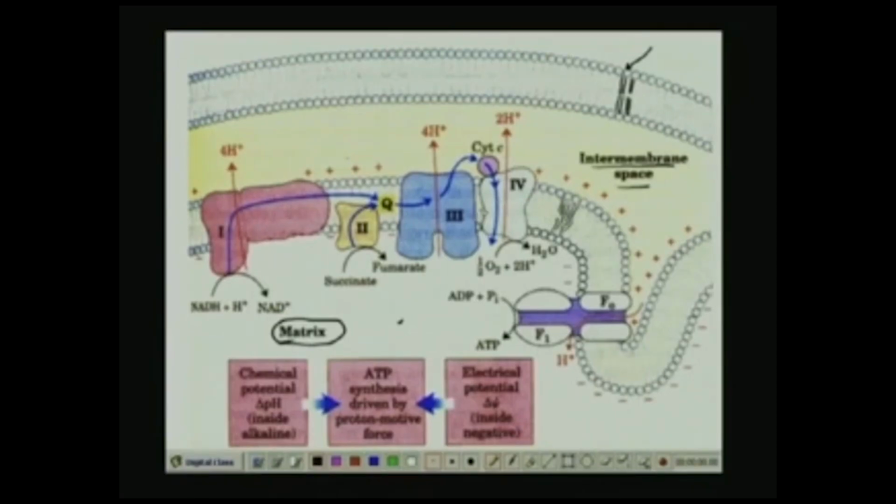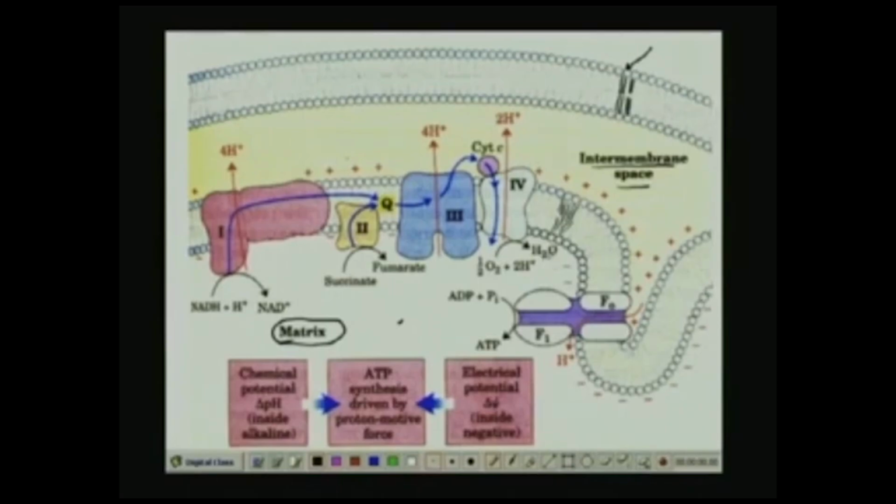So, across the membrane what do we have? We have a chemical potential generated due to the pH difference on both sides of the membrane. Why do we have a pH difference? Because we have different concentrations of hydrogen ions on either side of the inner membrane. Okay? So, the inner mitochondrial membrane has different hydrogen ion concentrations on either side, which means that there is a delta pH which gives a chemical potential.